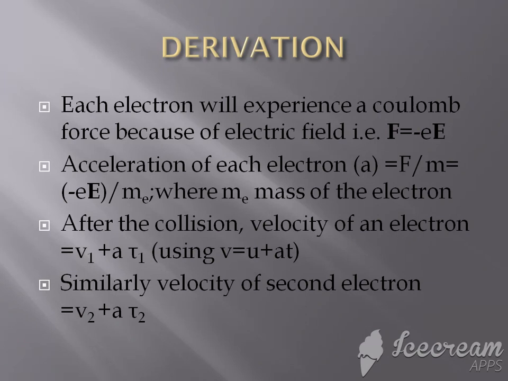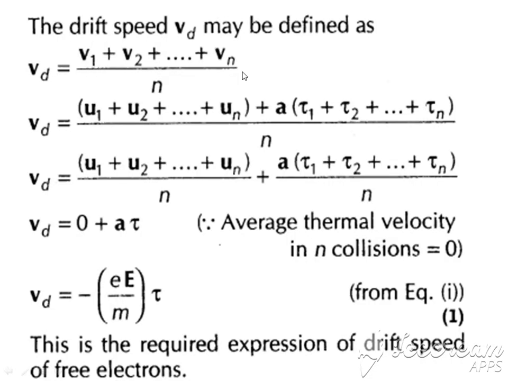Suppose there are n electrons. Similarly we can find the velocity of each electron. V1 is u1 plus a tau 1, V2 is u2 plus a tau 2, and similarly Vn would be un plus a tau n. Now what is drift velocity? It is the average of all these velocities, that is V1 plus V2 plus V3 up to Vn divided by n. So Vd is V1 plus V2 up to Vn divided by n. Now if you put in all the values, you can separate u from one side and take a from the others. So it is u1 plus u2 up to un plus a times tau 1 plus tau 2 up to tau n, divided by n.